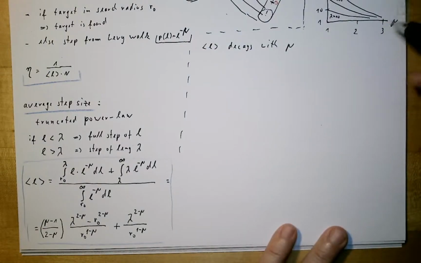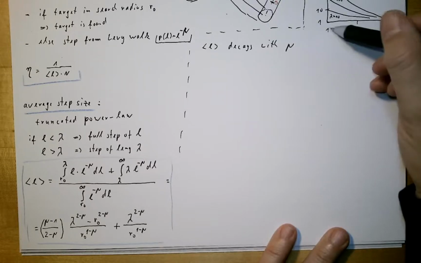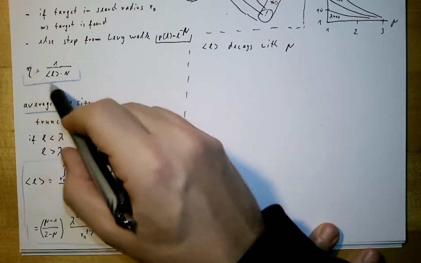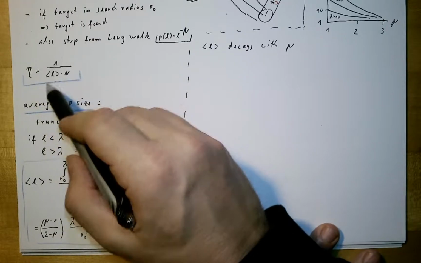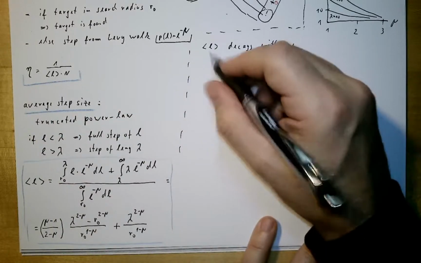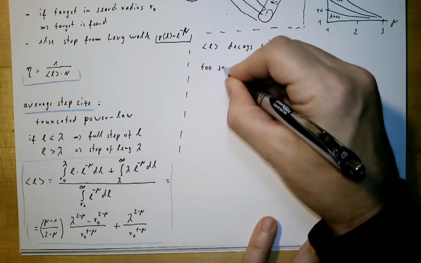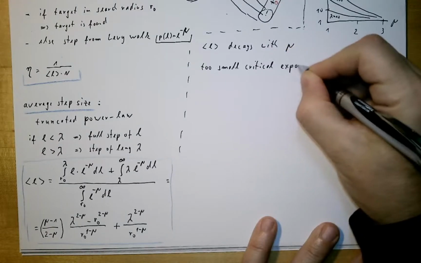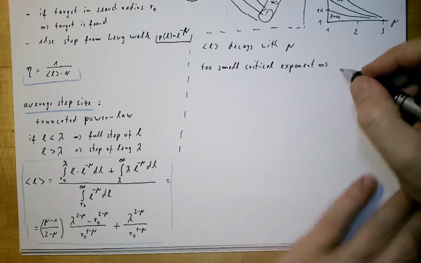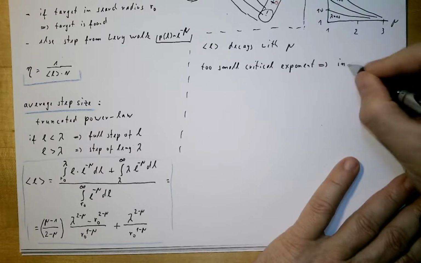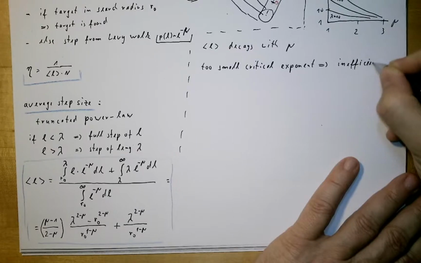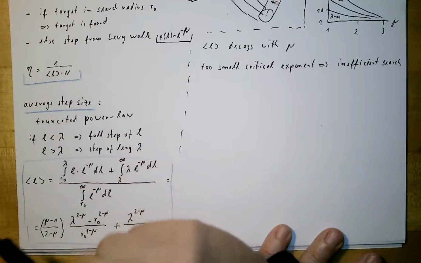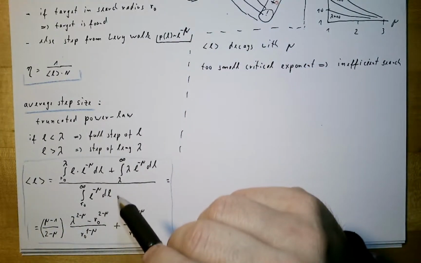and this means for very small mu we get very large typical distances, and this means then our search efficiency goes down, because our search efficiency goes with 1 over the typical distance. So this means too small mu, too small critical exponent, and this means we have a reduced, inefficient search. And why is the search inefficient? Because we just make too long steps, and we take just too long to find the target.